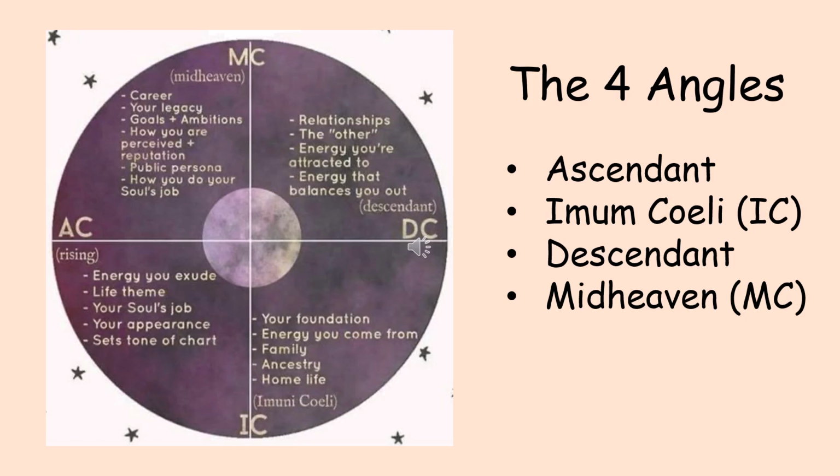Then the descendant is directly across from the ascendant, and that's the sign that was setting on the western horizon at the time the person was born. That has to do with how the individual interacts within relationships. And the fourth angle is the midheaven, or the MC, which is the top of the chart, and basically has to do with the person's role or place within the world at large.